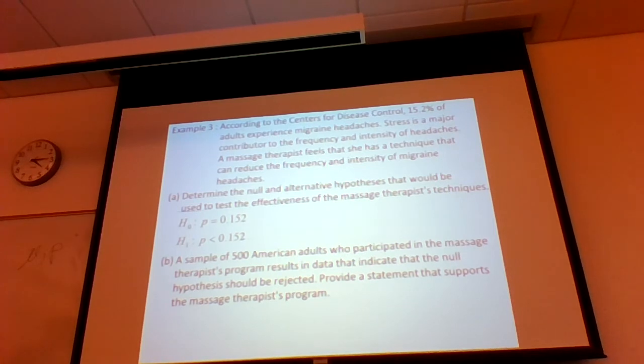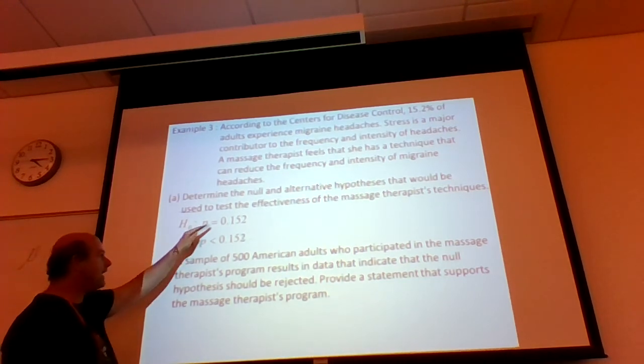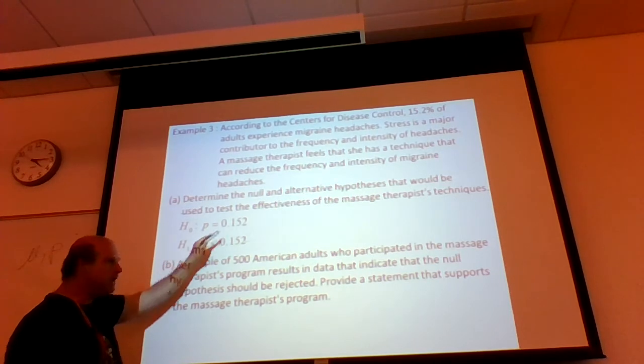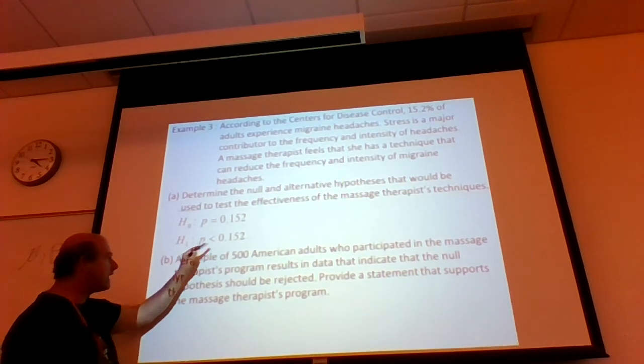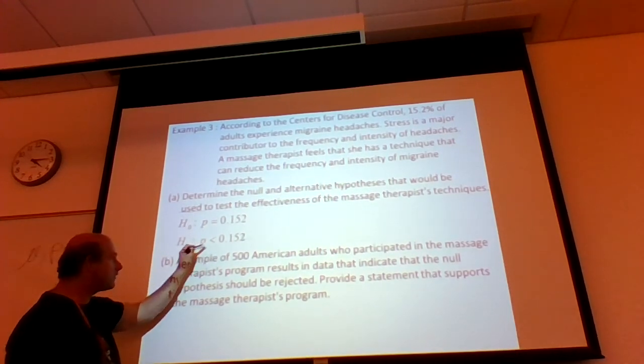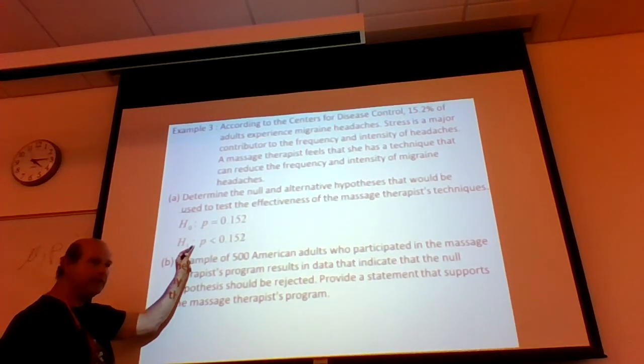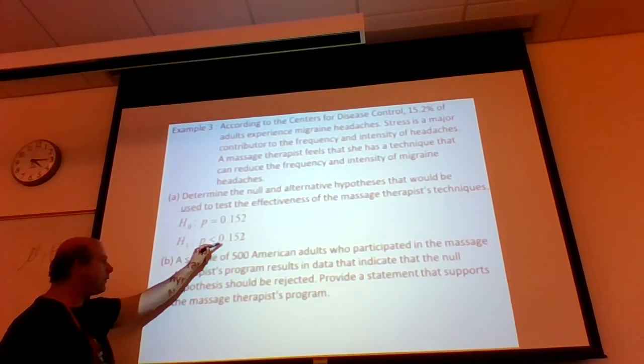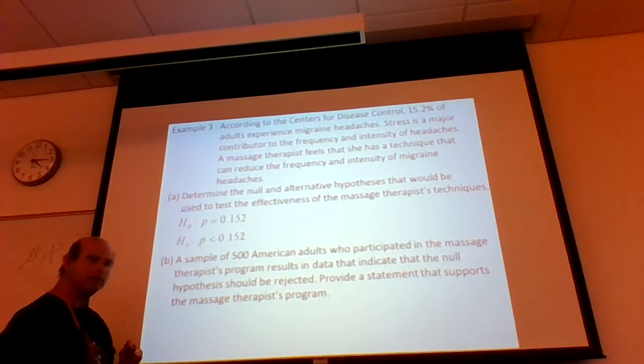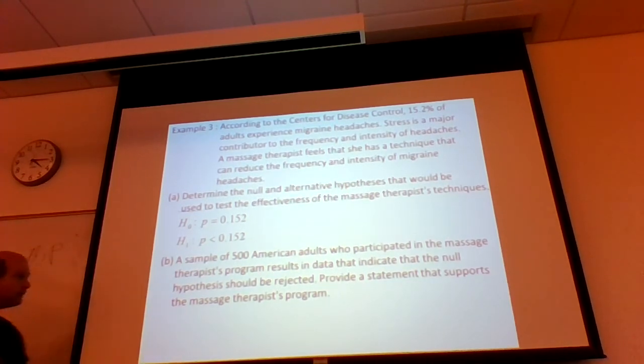In words, how would we phrase the first one? The null hypothesis says that there's no difference between P and 0.152. The alternative says there is a difference, and in fact that the difference is smaller than 0. Because if you subtract this number from both sides, P minus 0.152 would be less than 0. You guys see what I mean?